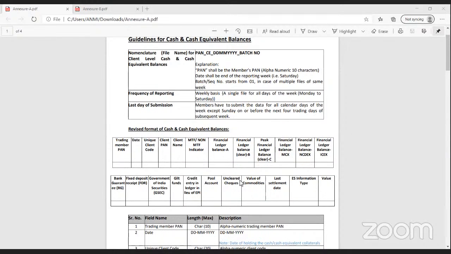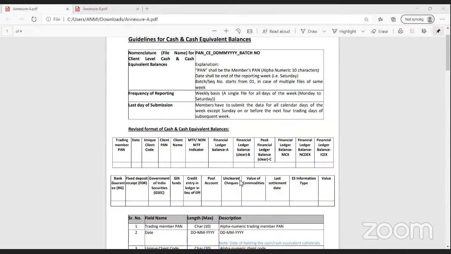And obviously uncleared checks. Since we have financial ledger balance and ledger balance clear, we give benefit of checks which are deposited by T+1 and cleared by T+5. So that's why we incorporate another column mentioning the details of those uncleared checks, which will be deposited by T+1 and get cleared by T+5.